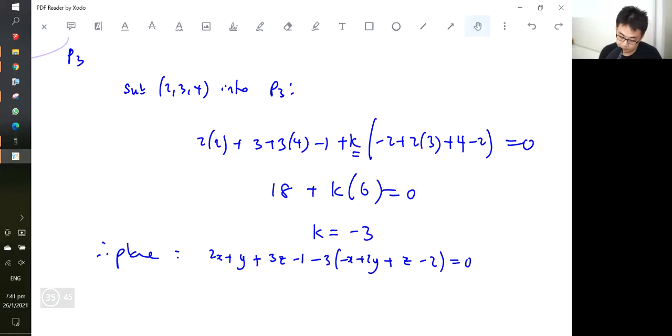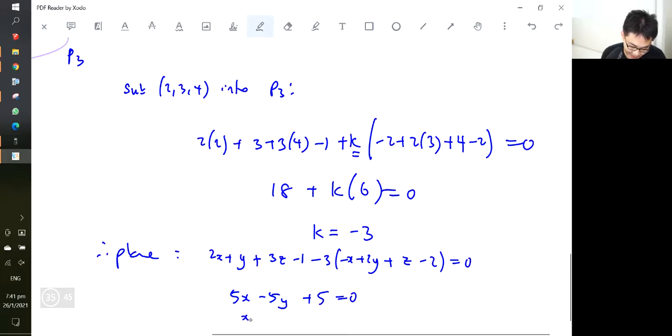Pass your question, not easy, never. 6 minus 5y, 0 plus 5. So x minus y equals to minus 1. Okay, that is your plane equation.